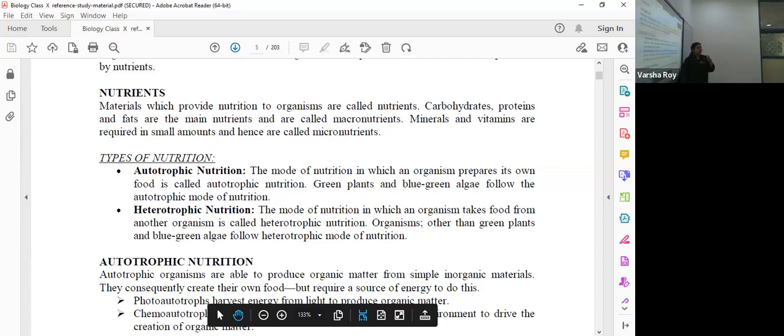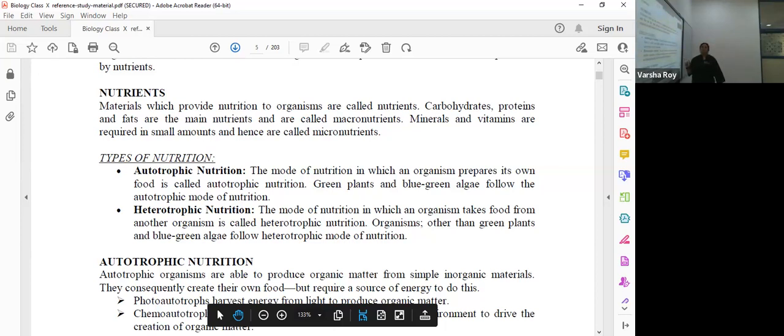कुछ nutrients, कुछ particular compounds हमारी body खुद बना सकती है. ठीक है, तो उनको non essential कहते हैं ना. Whereas the essential nutrients are the ones which we need to take up from the outside source. So that is what we talk about here. Materials which provide nutrition to organisms are called nutrients. Carbohydrates, proteins and fats are the main nutrients and are called macronutrients. Minerals and vitamins are required in small amounts and hence they are called micronutrients.